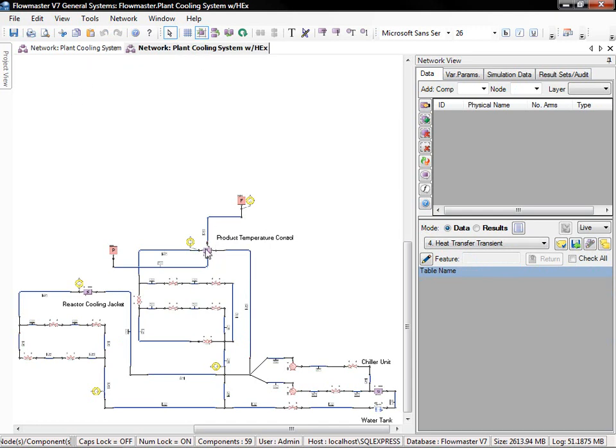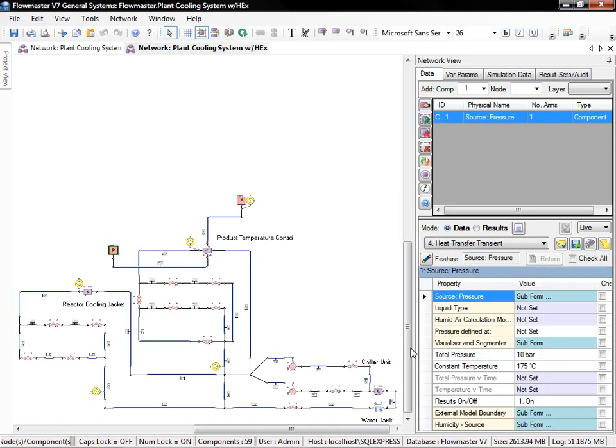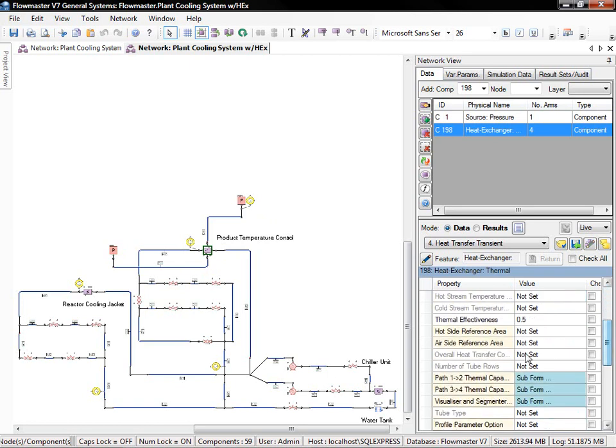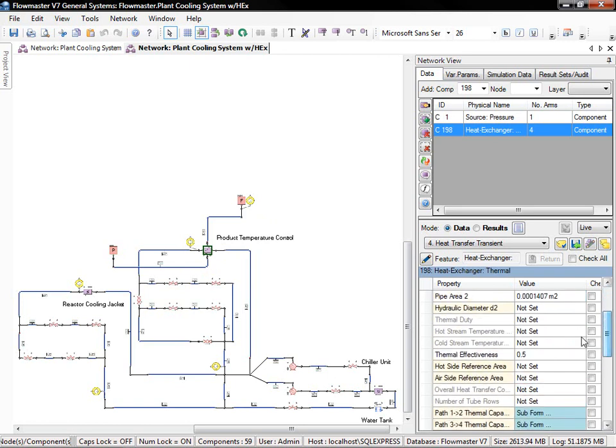As we showed with the heater-cooler element of Flowmaster V7, we can add just a certain amount of heat to the system. We also have the option to use a two-circuit heat exchanger, such as a shell and tube heat exchanger. And here we have several options we can look at. We can again put in thermal duty. We can also look at temperature rise or temperature drop, or we can look at thermal effectiveness, which is what we're going to use in this example.